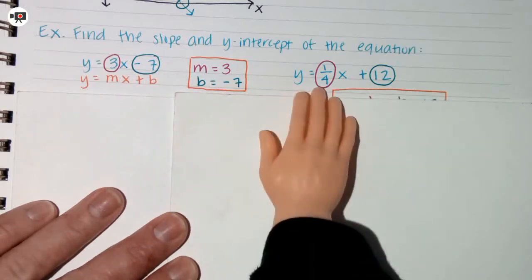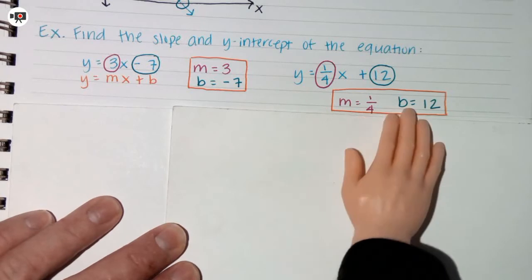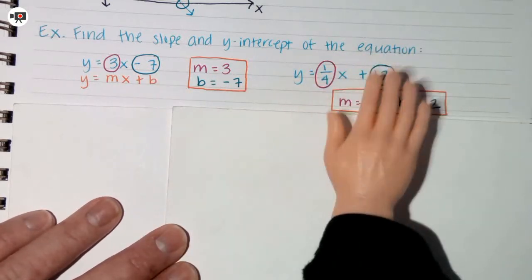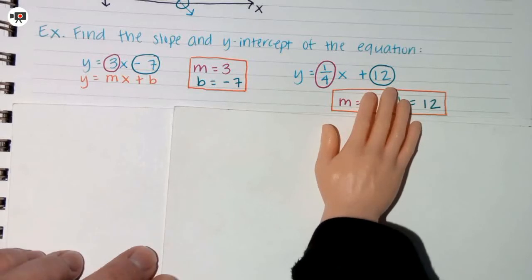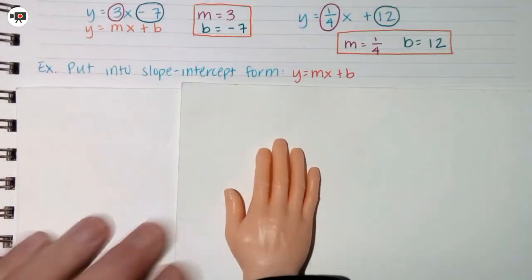Now I have y equals 1/4 x plus 12, slope is 1/4, and b is 12. For these, we're just looking and saying, this is slope, this is y-intercept. That's all we're doing. Now we're going to put it into slope-intercept form.